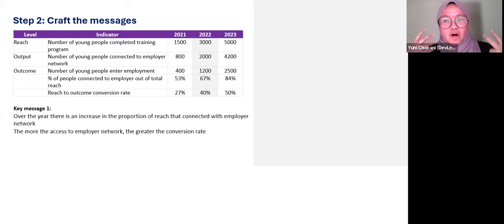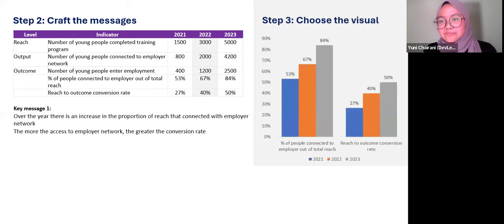And you have an additional observation about it. I'm choosing this graph to show that the number of people connected to employer out of total reach is increasing, with a similar trend in the reach to outcome conversion rate. And I have another message.